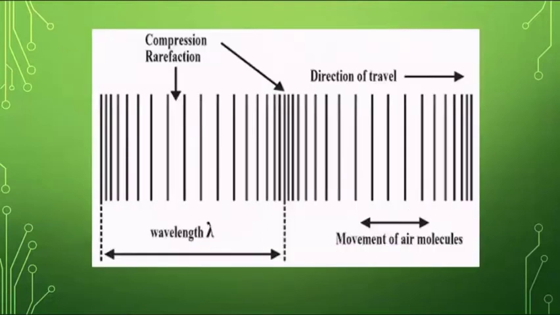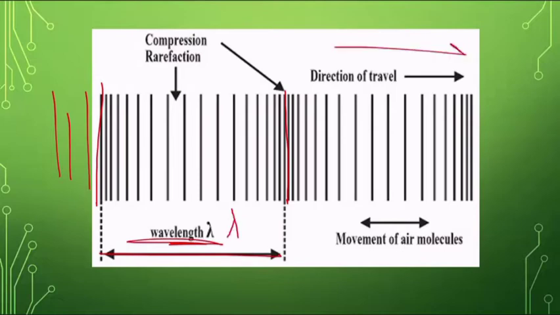Over here, if I take two consecutive compressions or two consecutive rarefactions, for example, two consecutive compressions and their centers of compression, this is the center of this compression, and this is the center of the next one. The distance between the two becomes my wavelength, which I can denote using the symbol lambda. And we can see that the wave is traveling towards the right and the air molecules are moving to and fro.